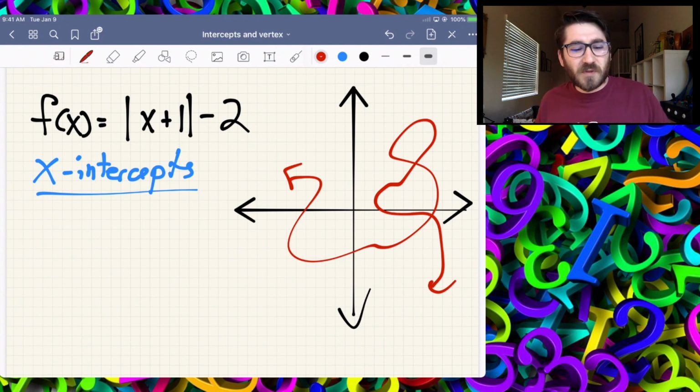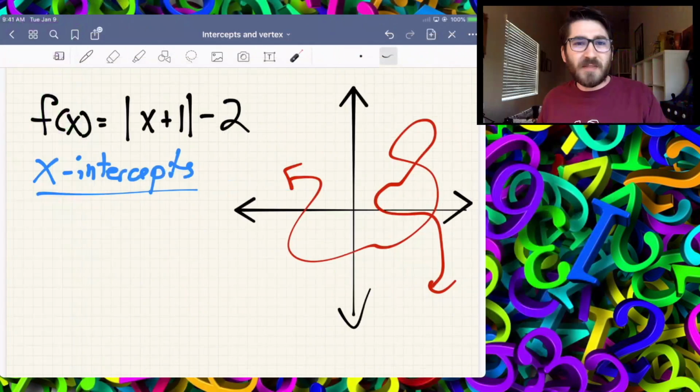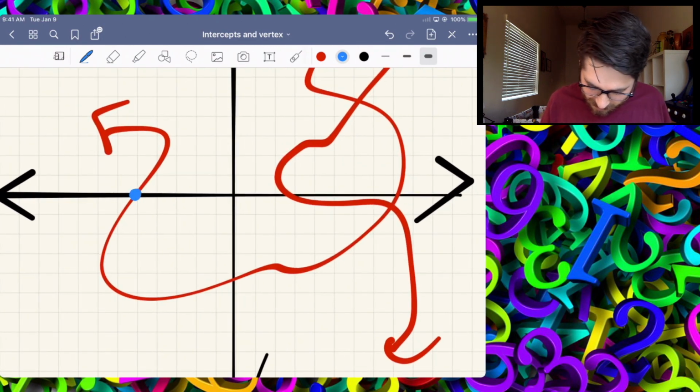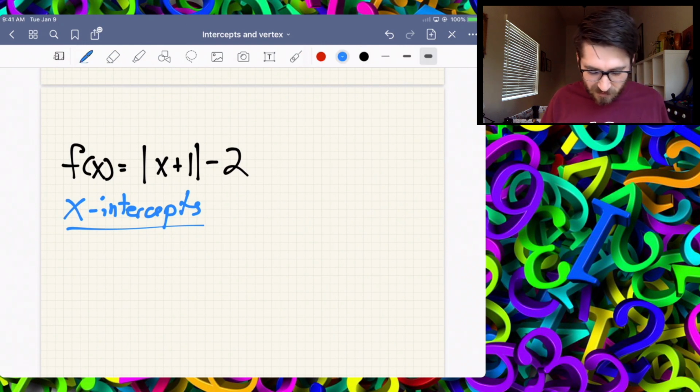But the x-intercepts are going to be the points in which this graph crosses the x-axis. So let's take a close look here. The x-intercepts on this graph would be here, here, and here. So this graph would have 3. That's the points we're trying to find in this function. Now take a look at those points a little closer, and you're going to note that they all have something in common. They all have the same y value of 0.